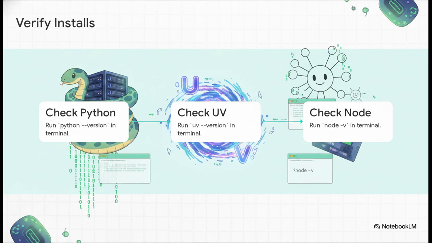And hey, once you've installed them, double-check them. Seriously, don't just assume they installed perfectly. Pop open your terminal or PowerShell and run these 3 quick checks: python --version, uv --version, and node -v. If your terminal spits back a version number for each of those, awesome. You've got a verified foundation and you are officially ready to tackle the command line.